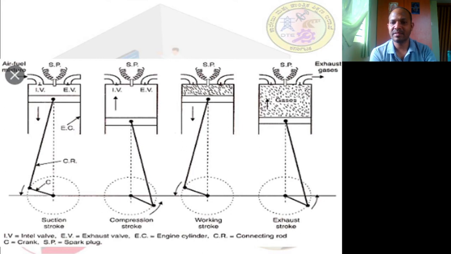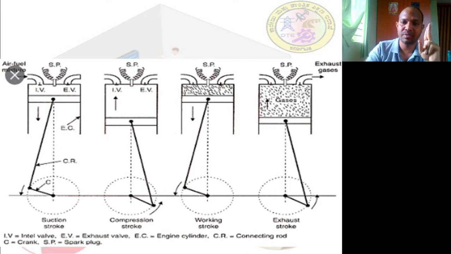Now the exhaust stroke. This is once again 4 points. The inlet valve is closed and the outlet valve is open. Inlet valve is closed and the outlet valve is open. First point. Second point, the piston moves from bottom dead center to the top dead center. From bottom to the top it moves. So what happens? The waste gases or the smoke is expelled out through the exhaust port or outlet port. Third point. Fourth point, obviously, once again the crankshaft makes half revolution.